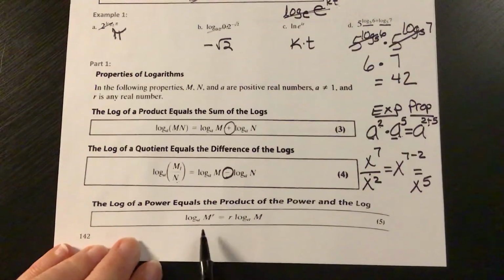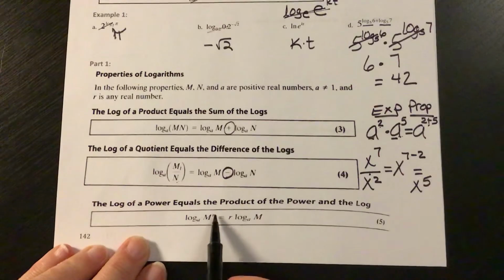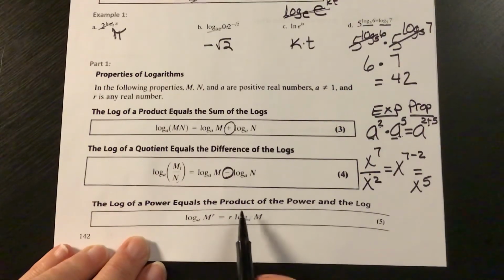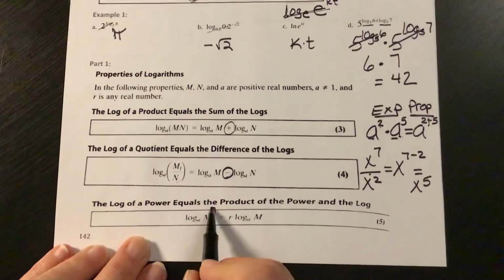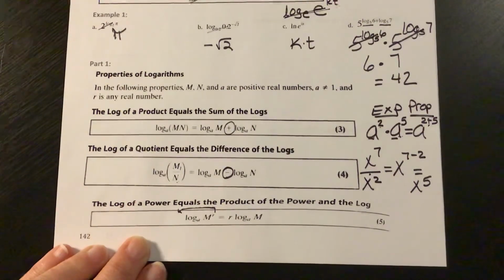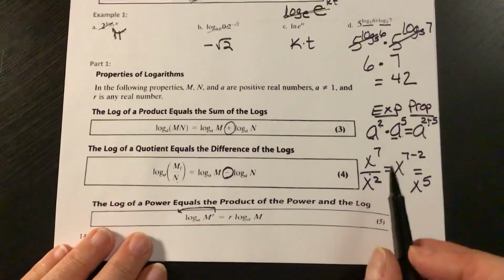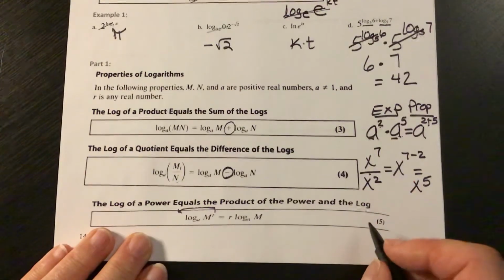And down at the bottom I have a log base a of m to some power. And the rule is, this is the product of the power. I'm going to take this r and move it to the beginning and multiply. Now the exponent property would be a power to a power.